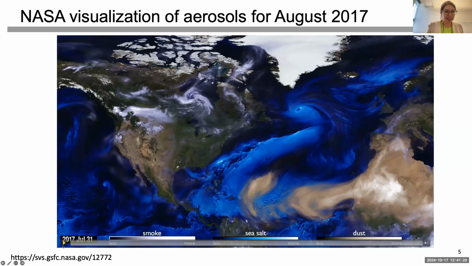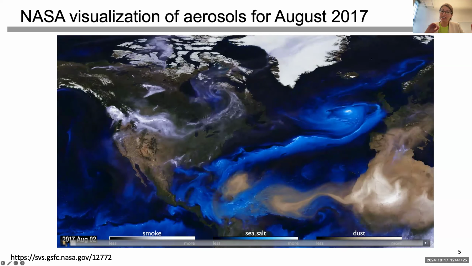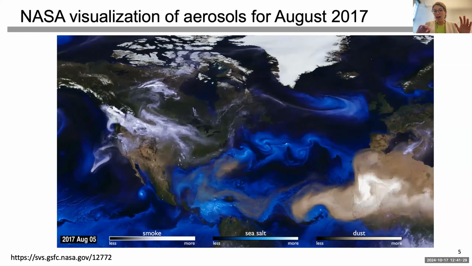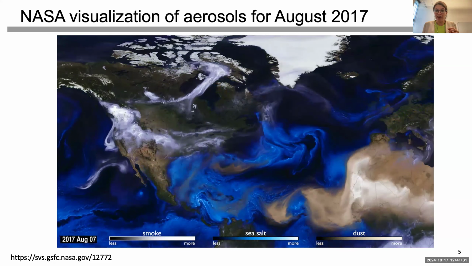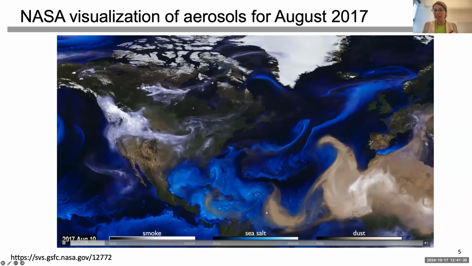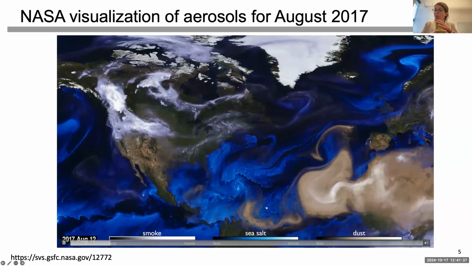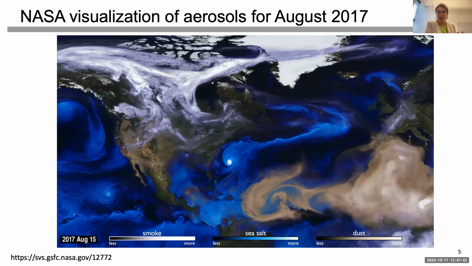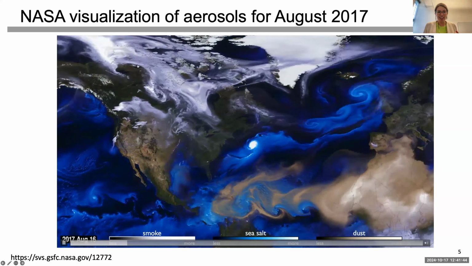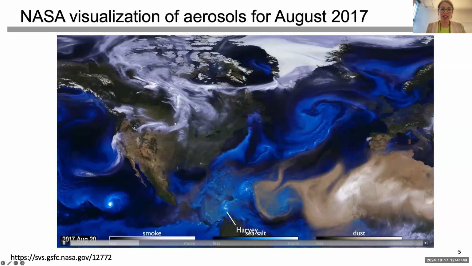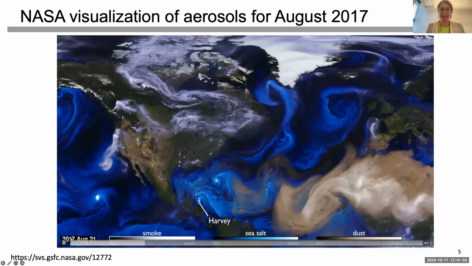So I have this animation here. It's from NASA. And you can see how these particles are moving across the hemisphere and also mixing together. You can see here how the sea salt aerosols are mixing with the dust aerosol, making a complex chemical mixture that has really important impacts on cloud formation. And you can see here now the dust spreading across almost all of Canada, not the dust, but the smoke spreading all over Canada.